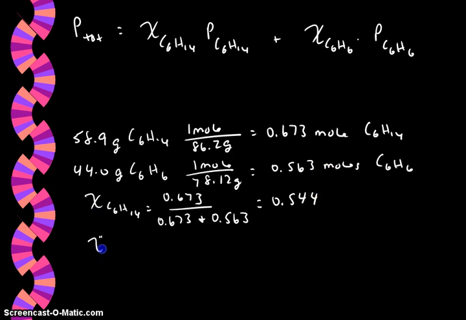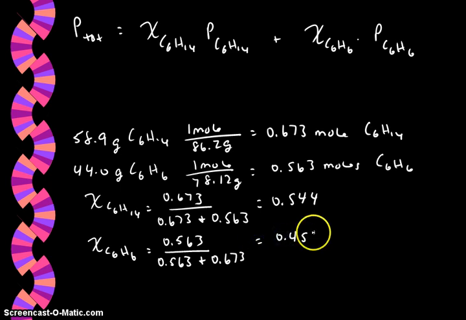We're going to figure out our mole fraction for our benzene. And that's going to be 0.563 divided by 0.563 plus 0.673. And that's going to give us 0.456 for the mole fraction for benzene. And notice that when we add the mole fraction of hexane to the mole fraction of benzene, it comes out to be 1.00, and that makes sense because those are the two components in our solution.